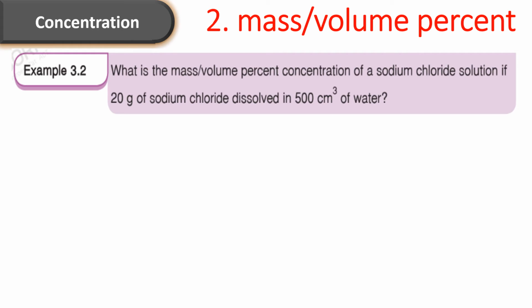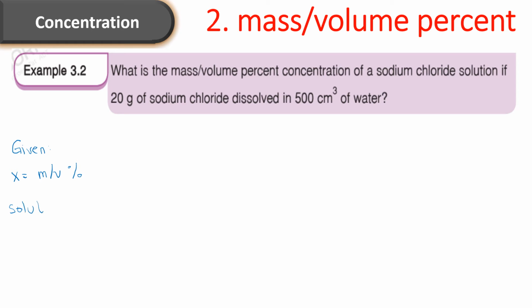Okay, let's try to look at our example here. What is the mass over volume percent concentration of a sodium chloride solution if 20 grams of sodium chloride is dissolved in 500 cubic centimeter of water? So let's have first our given. What we are looking for is the mass over volume percent concentration. So let's have x as the given value.